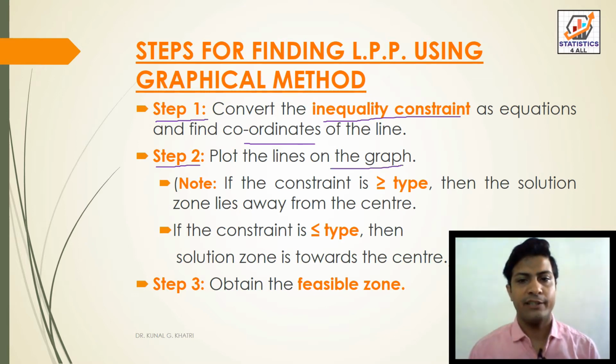Note, if the constraint is greater than or equal to type, then the solution zone lies away from the center. And if the constraint is less than or equal to type, then the solution zone is towards the center. Step 3. Obtain the feasible zone.